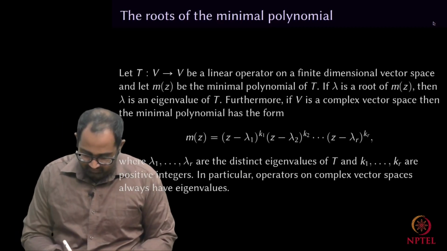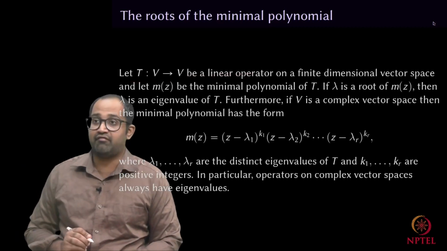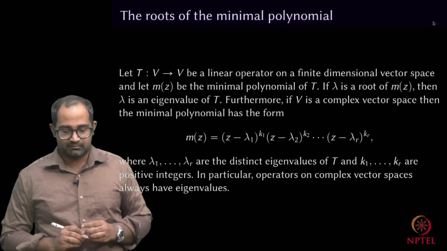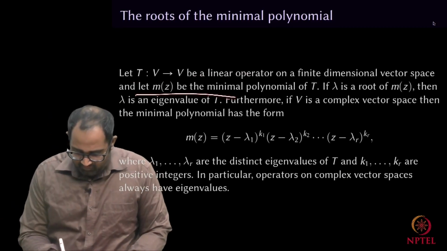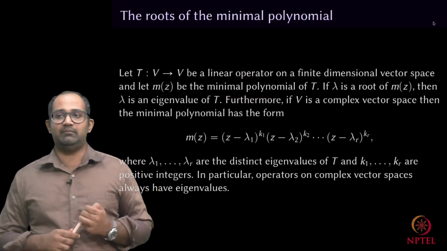Let T from V to V be a linear operator on a finite dimensional vector space, and let M of Z be the minimal polynomial of T.